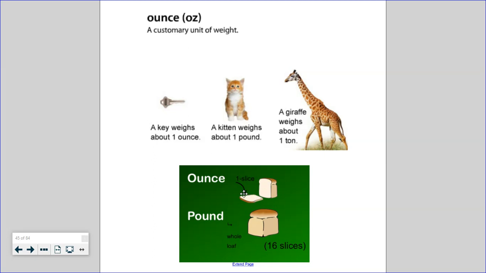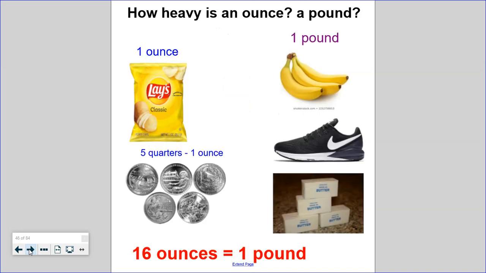A slice of bread weighs about an ounce, but a whole loaf of bread, which is 16 slices, weighs about a pound. This is a really common comparison. Here's a couple more examples. A kind of personal size bag of chips. I know it looks kind of big, but they're not real heavy, right? That weighs about an ounce.